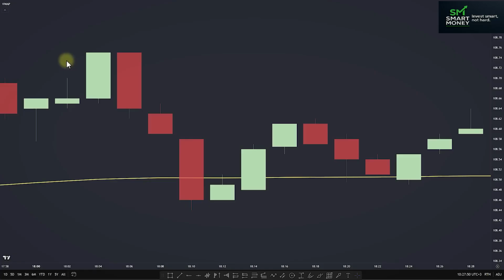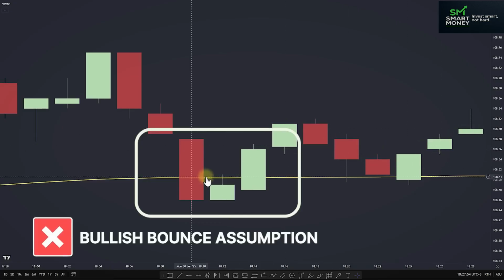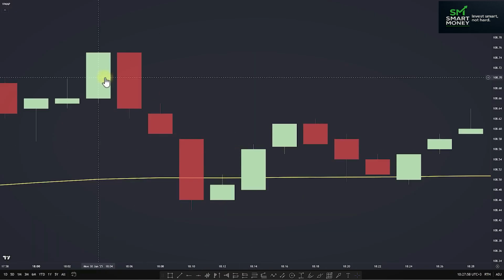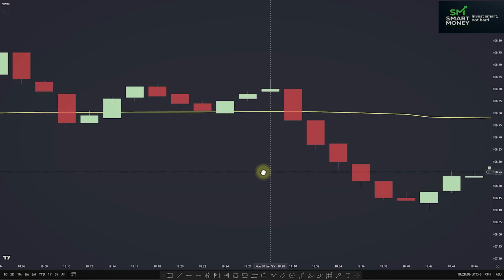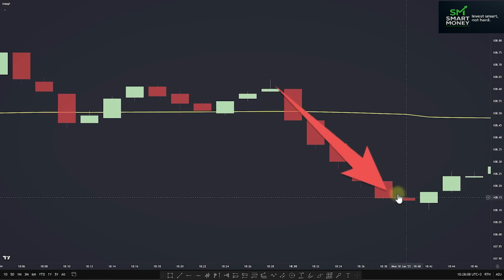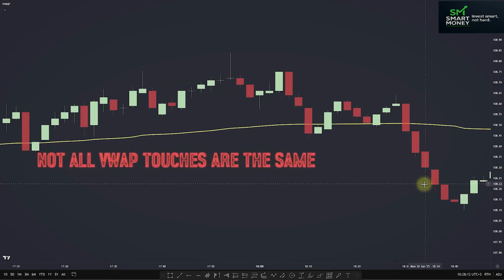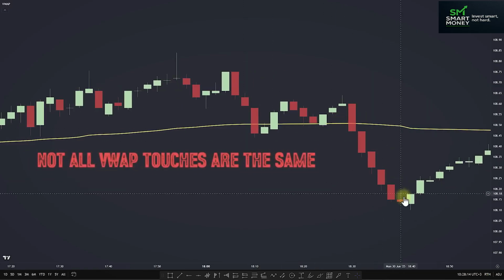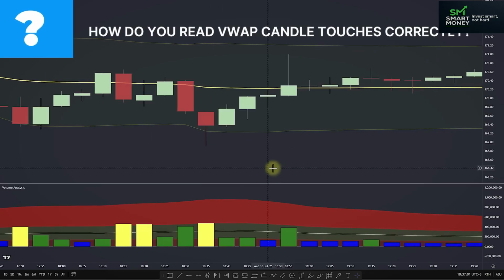Most traders think this VWAP bounce is bullish, but they're completely wrong about what's actually happening. I used to make this exact mistake. I'd see price bounce and immediately go long, thinking I'd caught the perfect entry. Then I'd watch in frustration as price would reverse and blow through my stop. The mistake was treating all VWAP touches the same. The key is reading the candles at each touch.